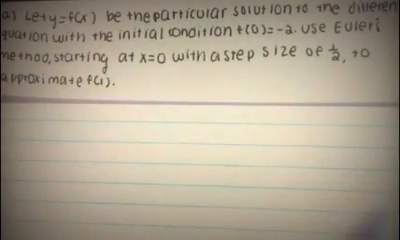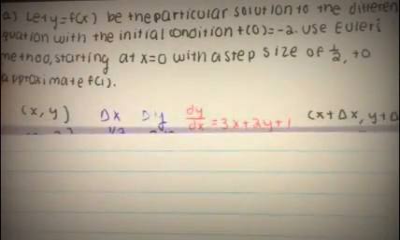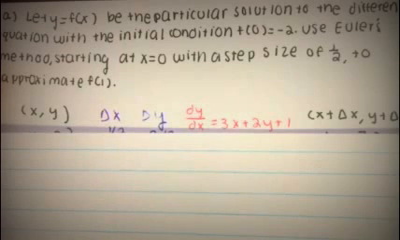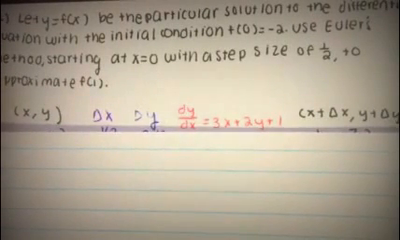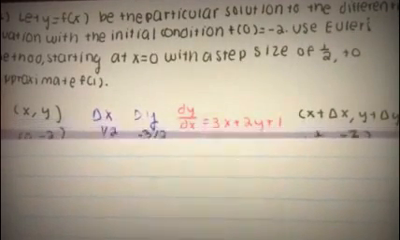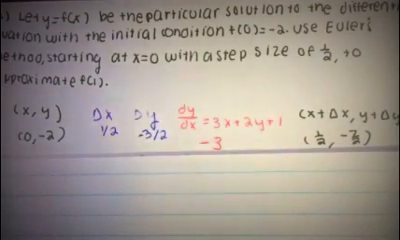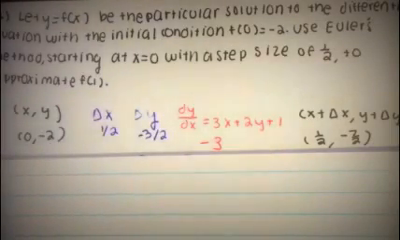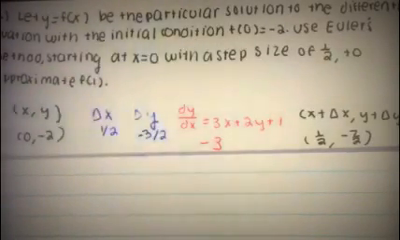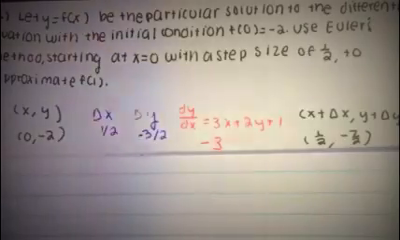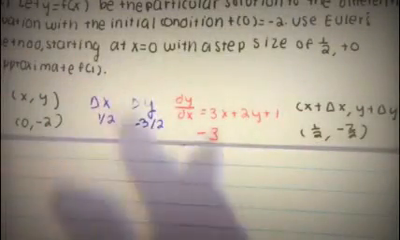So the first thing that I'm going to do is make the table with my initial condition, change in x, change in y, dy/dx, and then x plus change in x and y plus change in y. So you can see here, if I plug in all my values, my initial point is 0, negative 2. My change in x, or step size, is 1/2. My dy/dx, in this case, is negative 3. And therefore, my change in y is negative 3/2. So I'm going to take the point 1/2, negative 7/2.